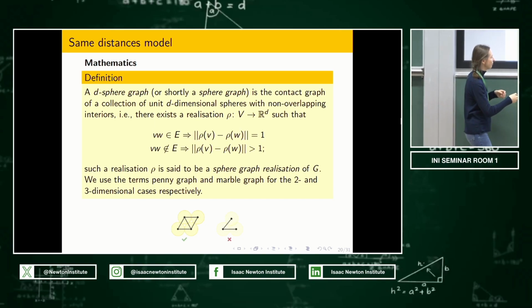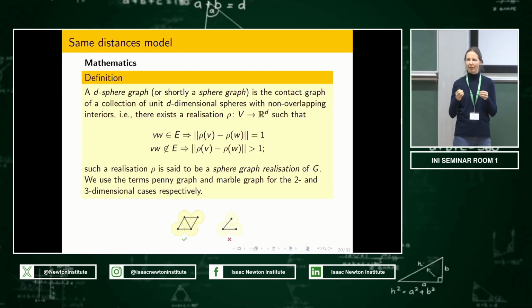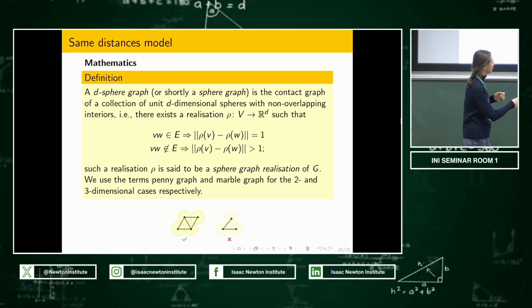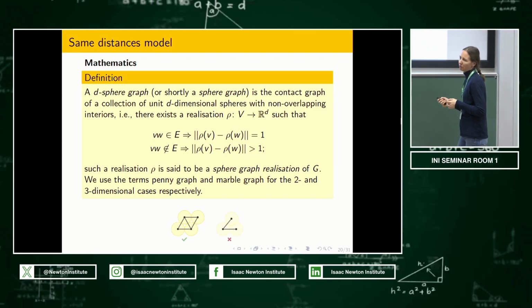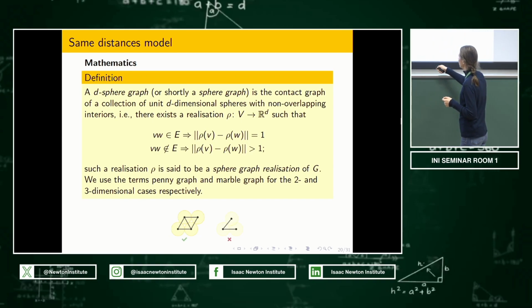And this also implies that all the distances corresponding to non-edges are strictly greater than 1. And here you can see another Penny graph, but not a Penny realization, because the distance between these 2 vertices is less than 1, because the pennies are overlapping.